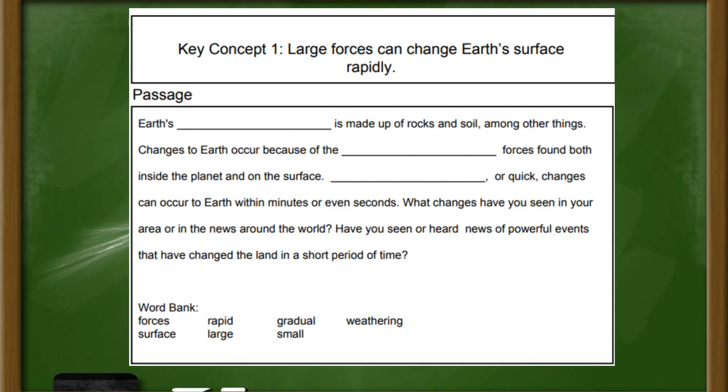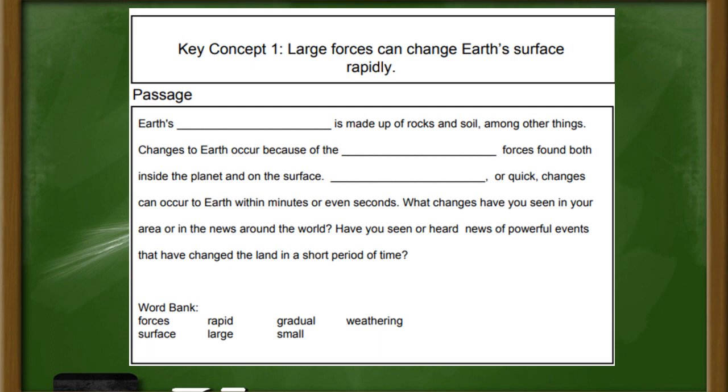And for our last one, if we weren't sure, by process of elimination, it would be large, but let's read the sentence to see if it makes sense. Changes to Earth occurs because of the large forces found both inside the planet and on the surface. That definitely makes sense. Even though we finished filling in the blanks, let's finish reading the paragraph. It's always important just so we don't miss anything important. What changes have you seen in your area or in the news around the world? Have you seen or heard news of powerful events that have changed the land in a short period of time? Nice job filling in these blanks of the passage, scientists.